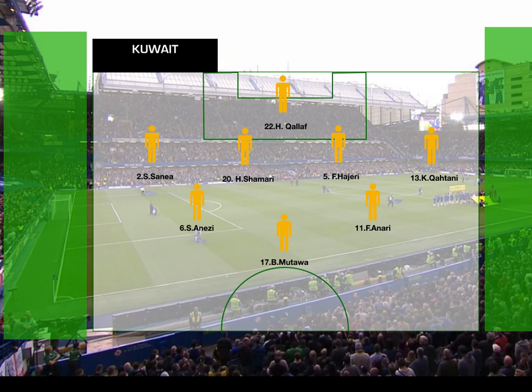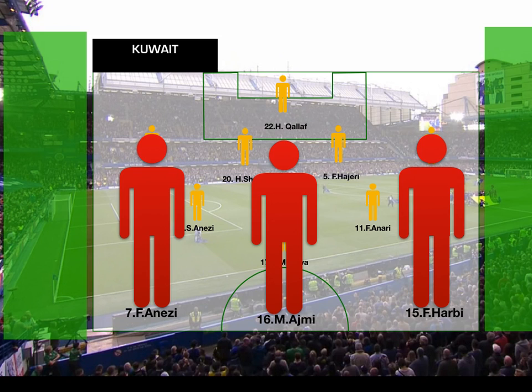Up front, we have in general on the right side 7 Anesi, who is more defensive and covers a lot of space. Number 16 Ajmi, the striker, was not that impressive in my opinion, and was also changed. And on the left side, Harbi, number 15, he's a real danger. He doesn't defend much. He was also responsible in my opinion for a lot of problems for Kuwait, but offensively he has a lot of quality, very skillful.